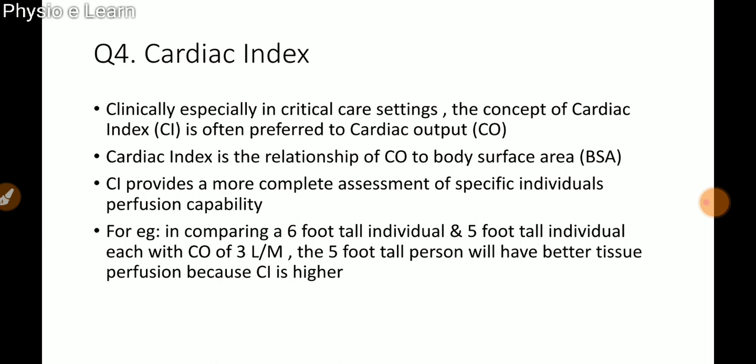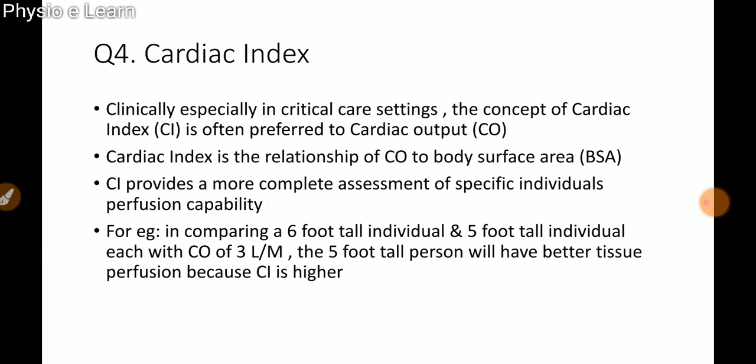Fourth question, cardiac index. Clinically, especially in critical care settings, the concept of cardiac index is often preferred to cardiac output. The cardiac index is the relationship of cardiac output to the body surface area. The cardiac index provides a more complete assessment of specific individuals' perfusion capability. For example, in comparing a 6 foot tall individual and a 5 foot tall individual, each with cardiac output 3 liters per minute, the 5 foot tall person will have better tissue perfusion because the cardiac index is higher, of course.